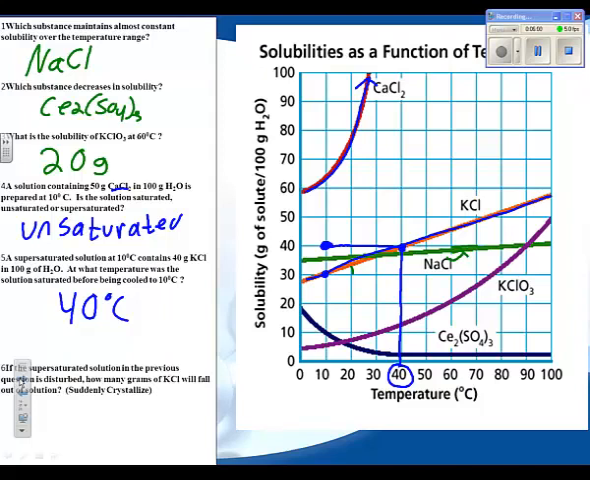Number six, if the supersaturated solution in the previous question is disturbed, how many grams of KCl will fall out of solution? Remember, we had 40 grams at 10 degrees. At 10 degrees, it's saturated at 30 grams. So you just do the 40 grams, that's the supersaturated solution, minus the saturated portion of it, which is 30, and that gives you 10 grams. You'll get a lot of practice with this in class, but it's really just basically graph reading. That's it.